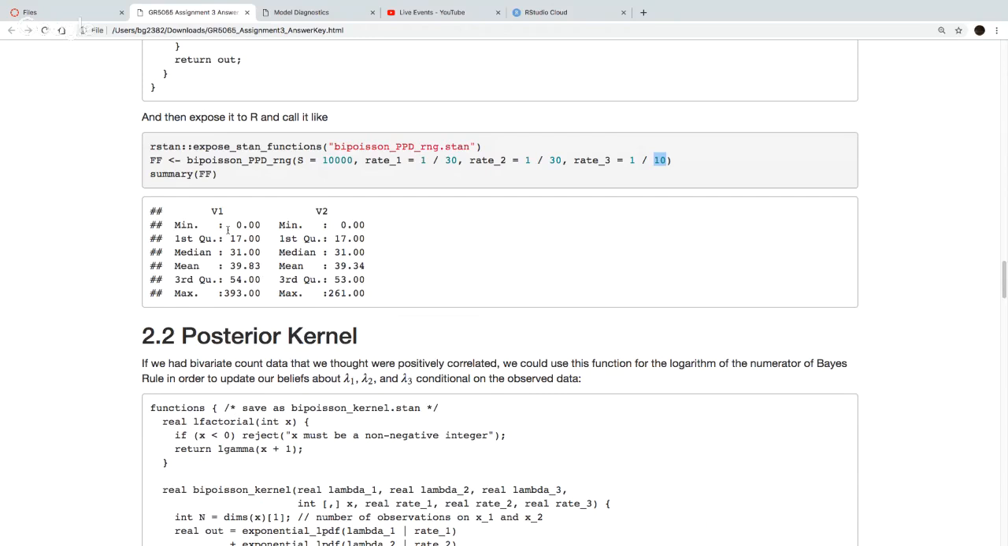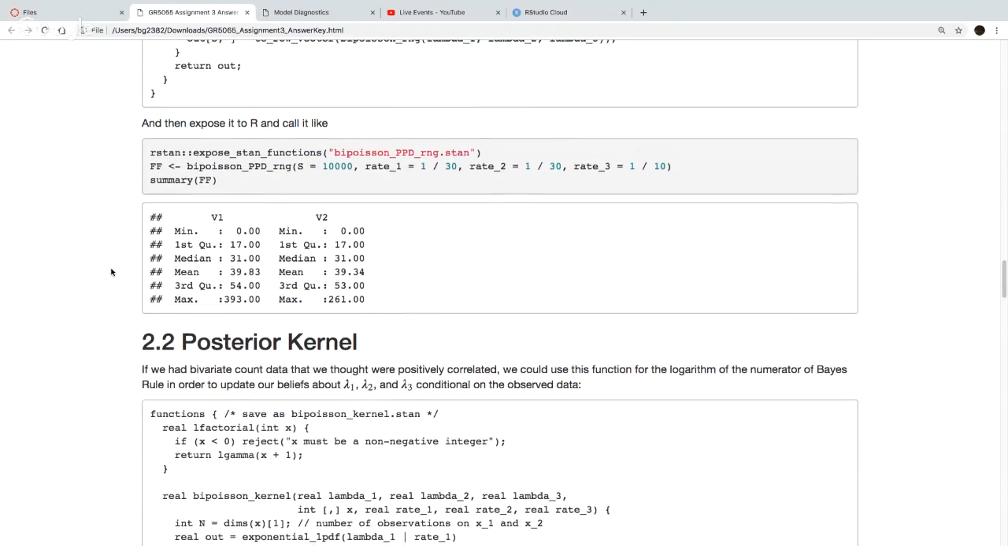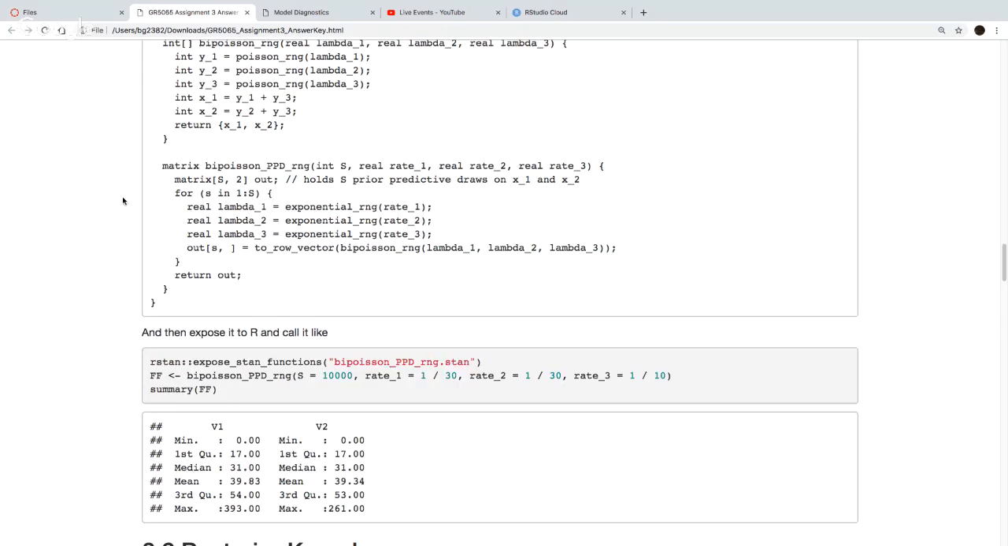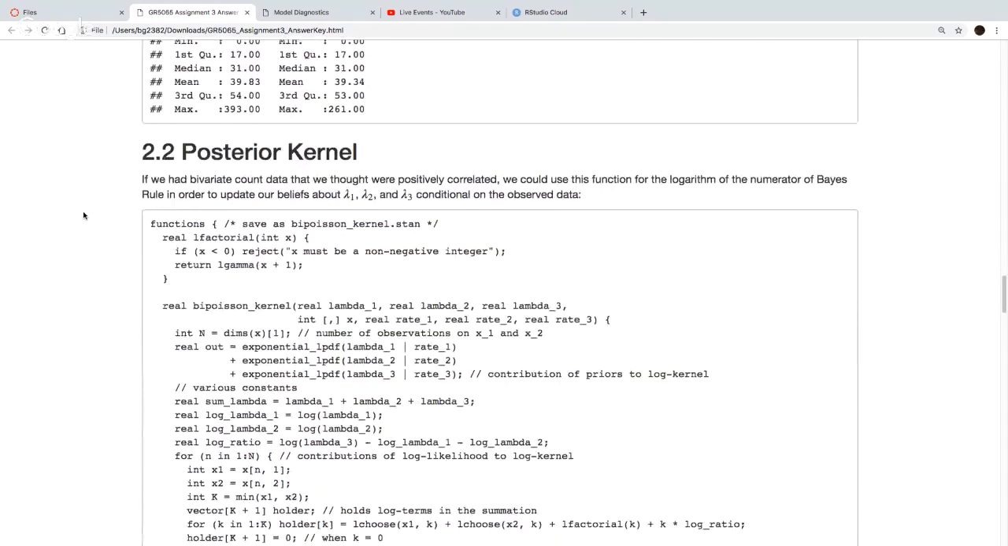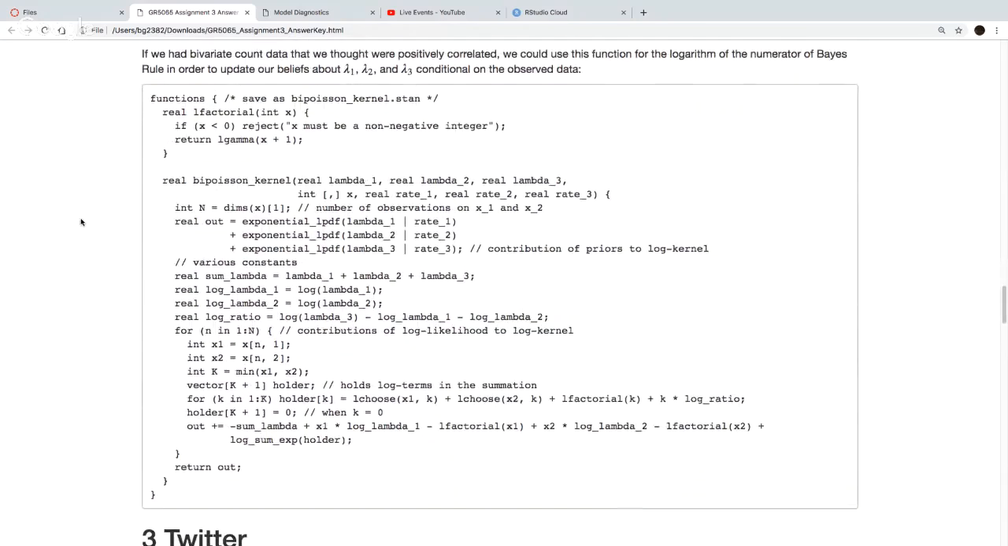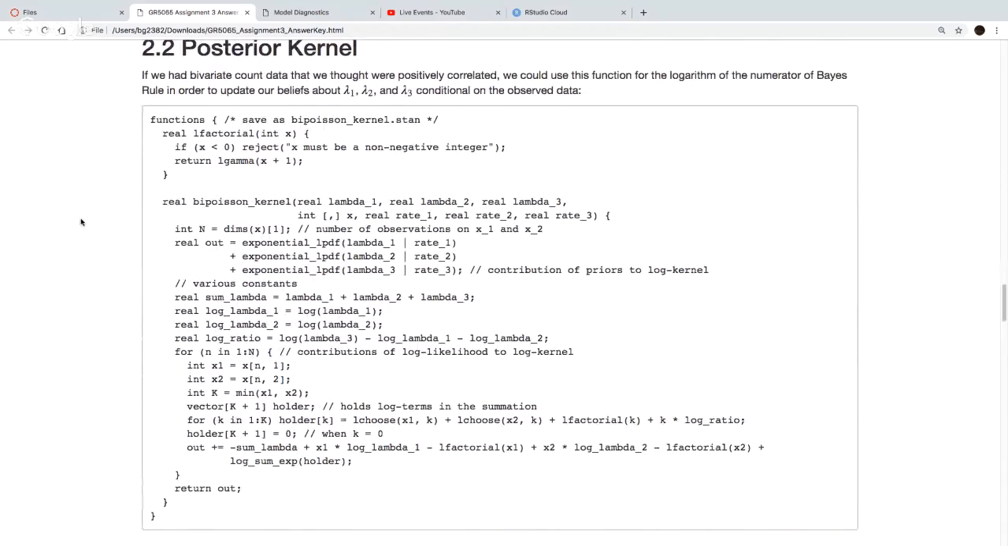But if we were going to be estimating a model on actual Twitter data, then we would want to allow these lambda parameters to vary as a function of covariates. So rather than having one lambda for the whole Twitter verse, we would want to say, well, what makes some people have more followers than others, which is kind of what we were getting at on the third problem. If we wanted to do something like this in Stan, we would need to specify the posterior kernel and then condition on the observed count data in order to update our beliefs about the lambdas.